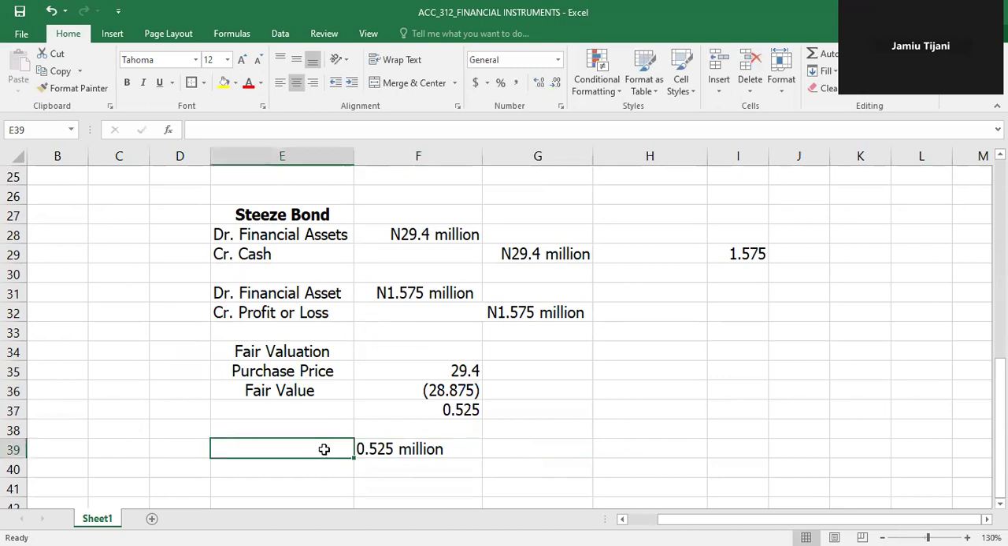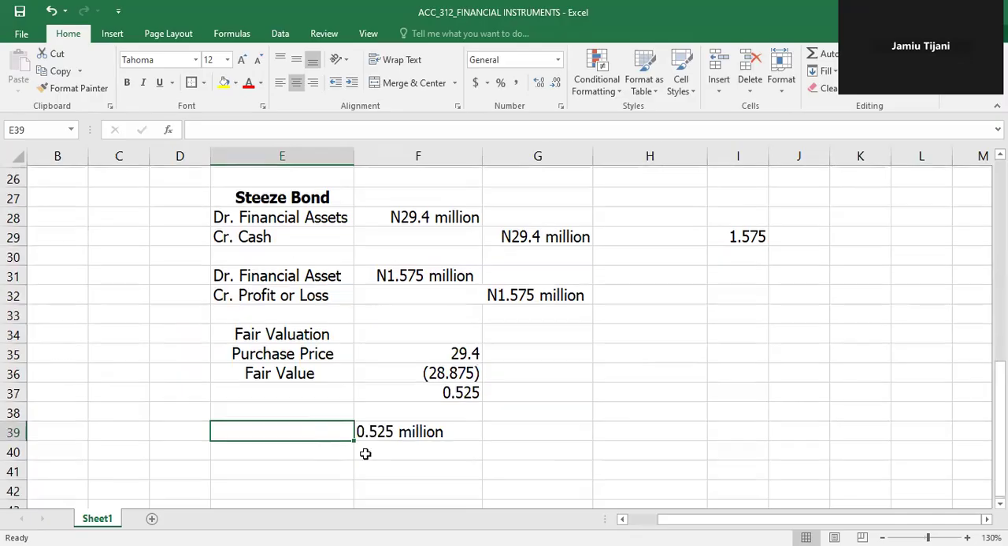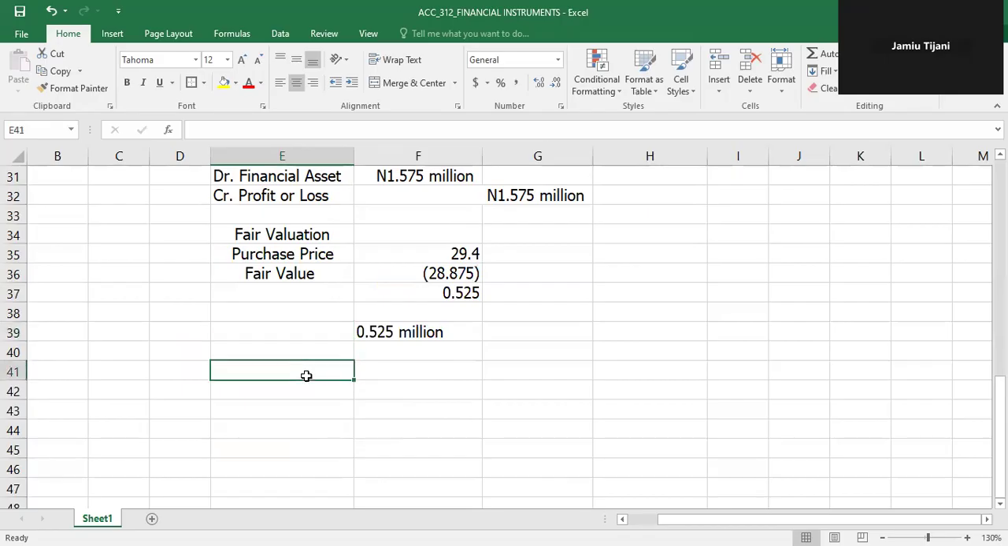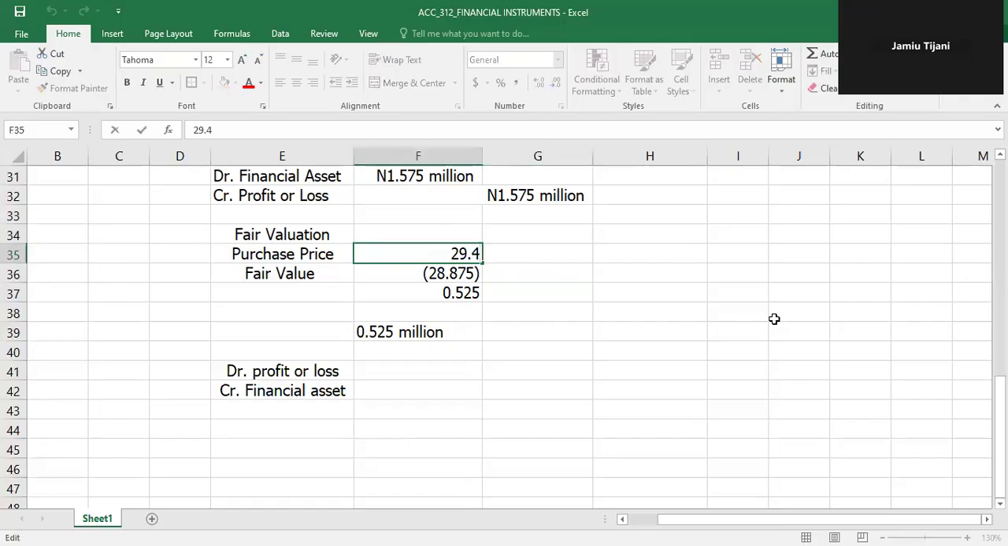And so this will hit your profit or loss. And how will that happen? You are going to be debiting your profit or loss because it's a loss. The entry will now be debit profit or loss, and credit financial asset. Don't forget, the financial asset was carried at 29.4 million before. Of course, all these figures are in millions. Let's not mix them up.